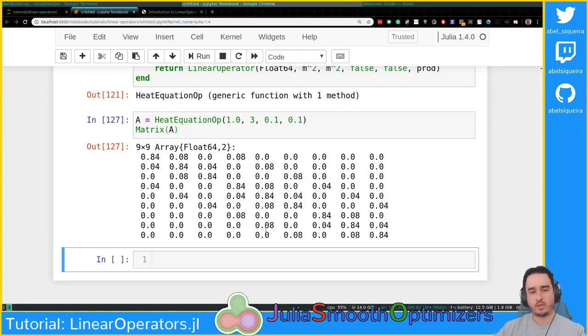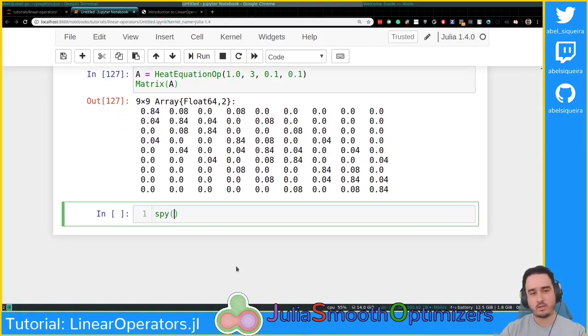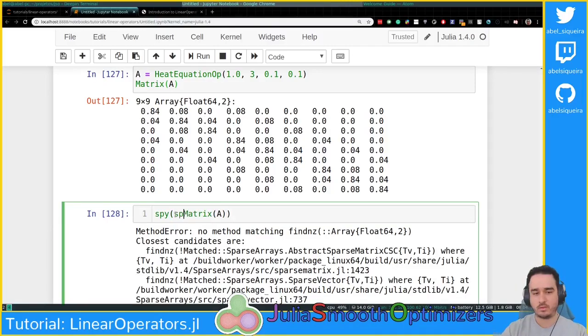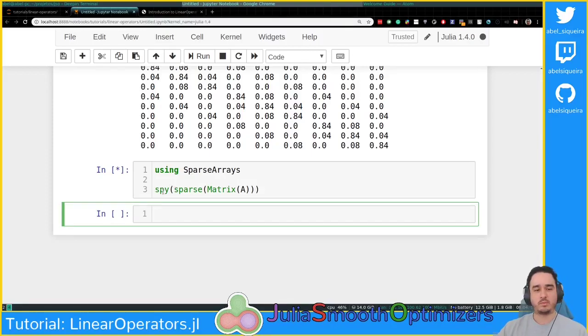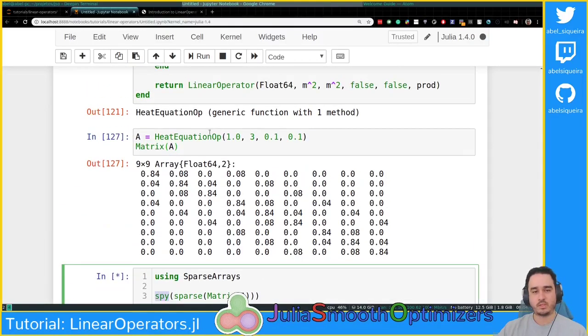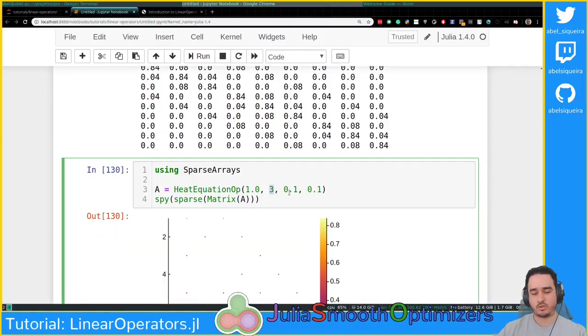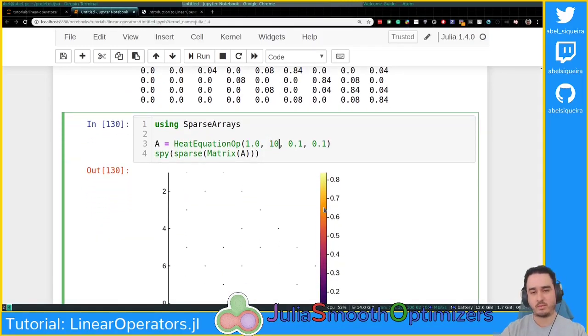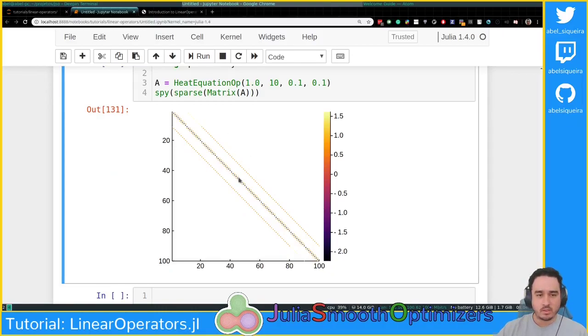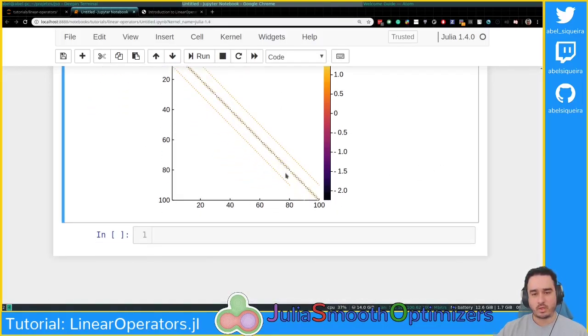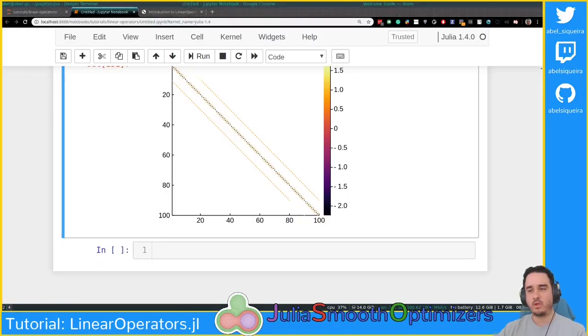I can spy the operator. I think I have to call sparse A. So I can use the spy to see how it works. How is this matrix? I made it here 3 by 3. I'm gonna change to say 10 by 10. I'm gonna have 100 elements. So this is not white, this is yellow. Okay, so this is yellow, and here there's a yellow strip as well, and the other values you can check with details online.